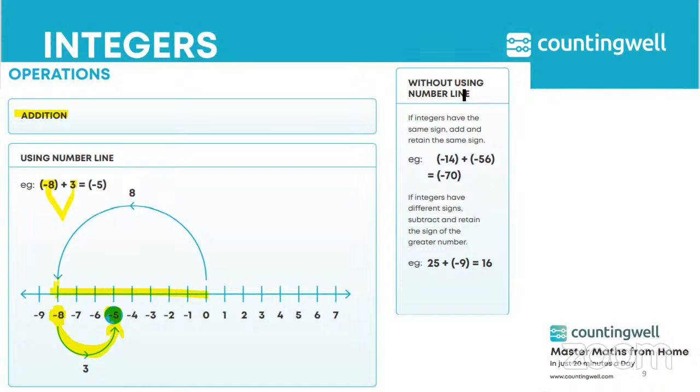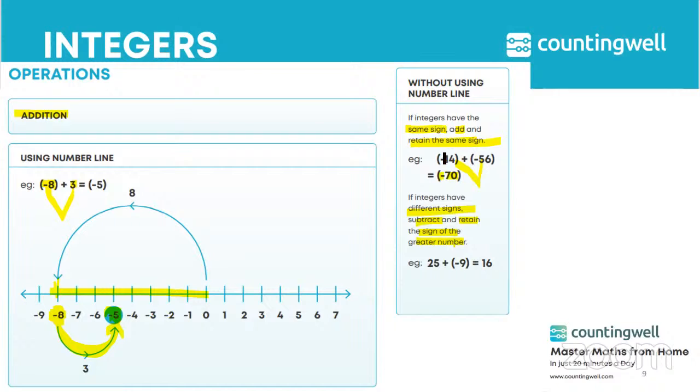If we are not using a number line, then you have to remember this rule: same sign, add and retain the same sign. Different signs, subtract and retain the sign of the greater number. So if the two integers have the same sign, for example, here both the signs are negative, so negative, negative, you have to add 14 and 56. And then you have to write the value and retain the same sign. So since both the integers have negative sign, you have to write minus here.